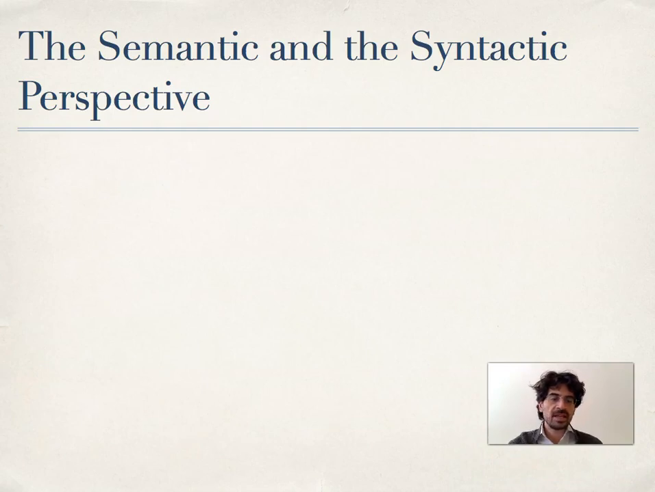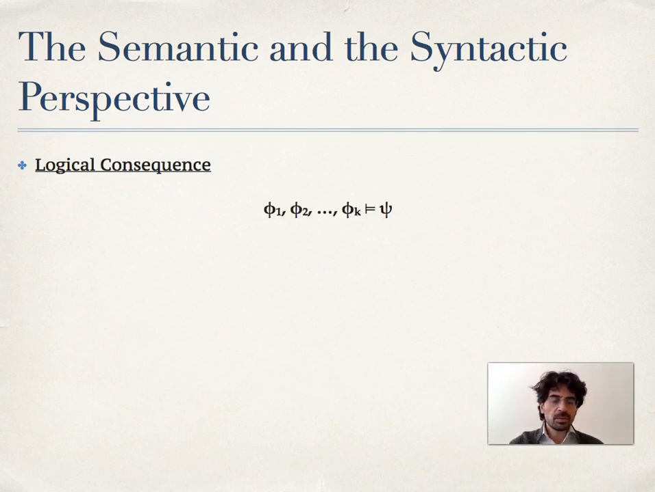When we investigate the nature of arguments and the difference between good arguments and bad arguments, good reasoning and bad reasoning, we can take a semantic perspective or a syntactic perspective. According to the semantic perspective, what we are concerned with is so-called logical consequence. And this is represented in the following way.